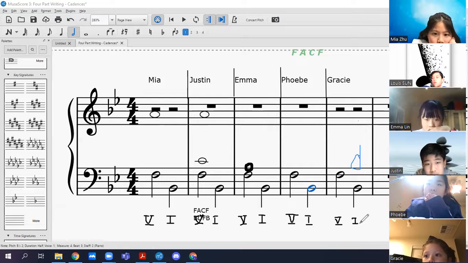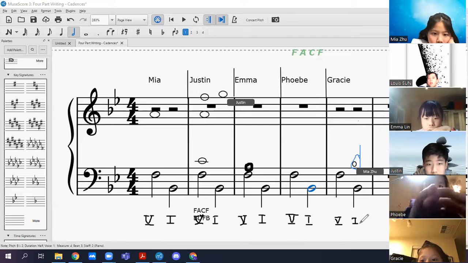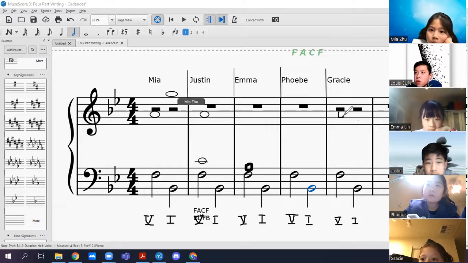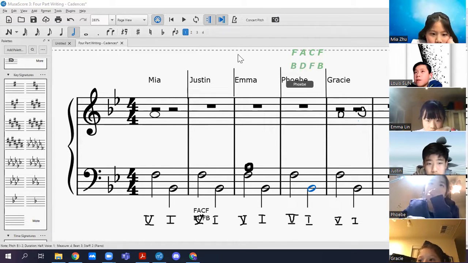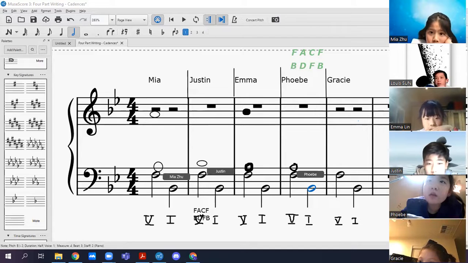Gracie, it's a little bit troublesome that you've put the B in the tenor, because remember that you should probably save the leading note to tonic for the soprano. So think about it. What is the leading note of B flat major? It's A, right? So you want to make sure you have A to B flat in the soprano. It's that easy. Phoebe, good job marking out your chord notes.